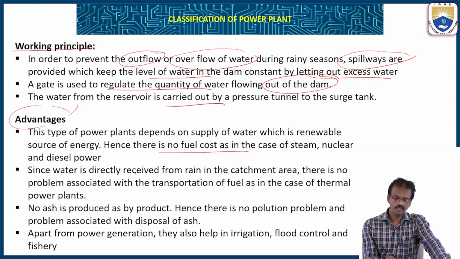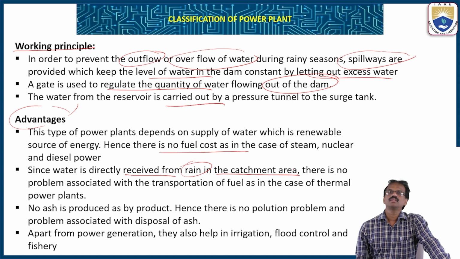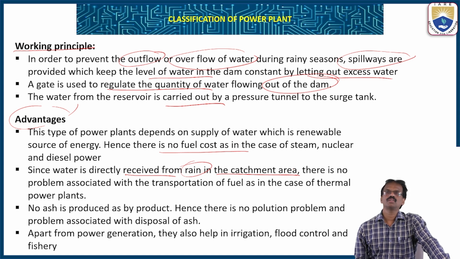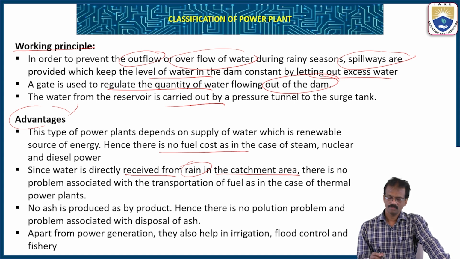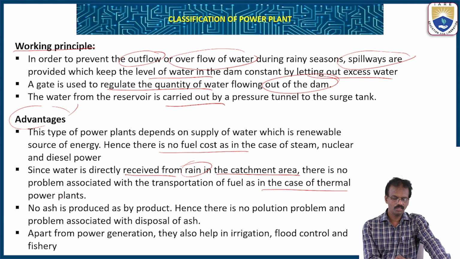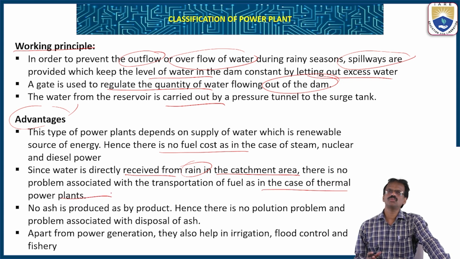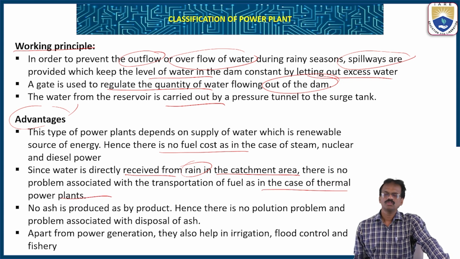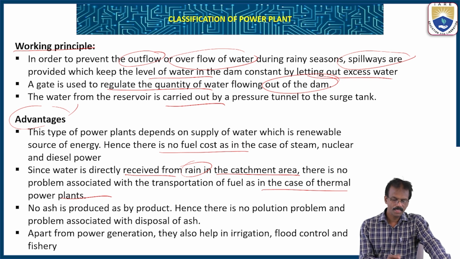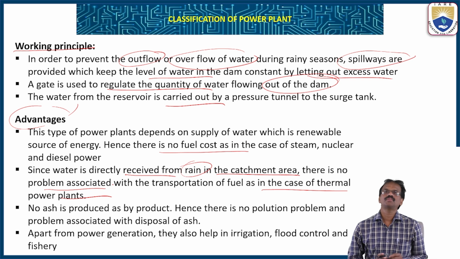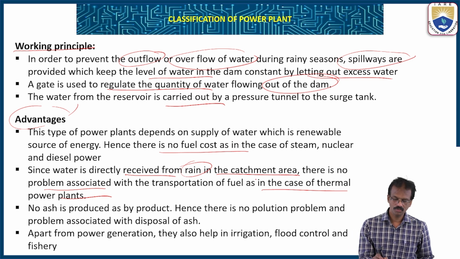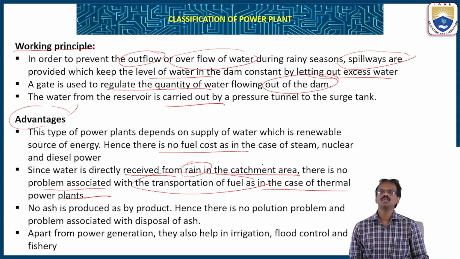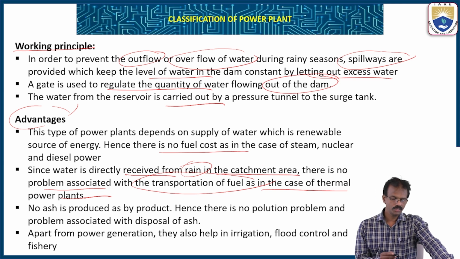Since water is directly received from the rain in the catchment areas, there is no problem associated with the transportation of fuel, as in the case of thermal power plants. There is no need of any fuel, so there is no transportation problem of fuel.